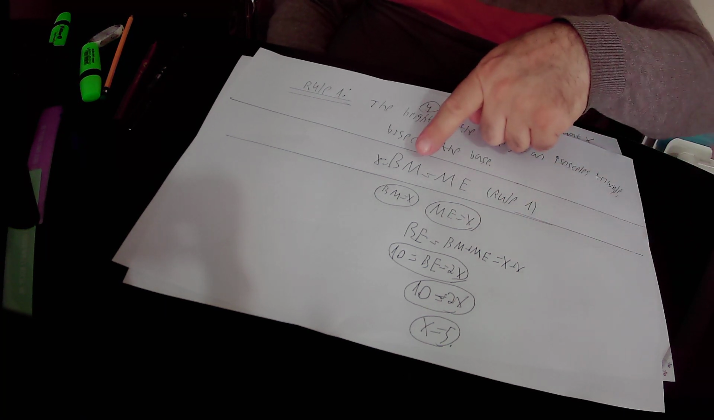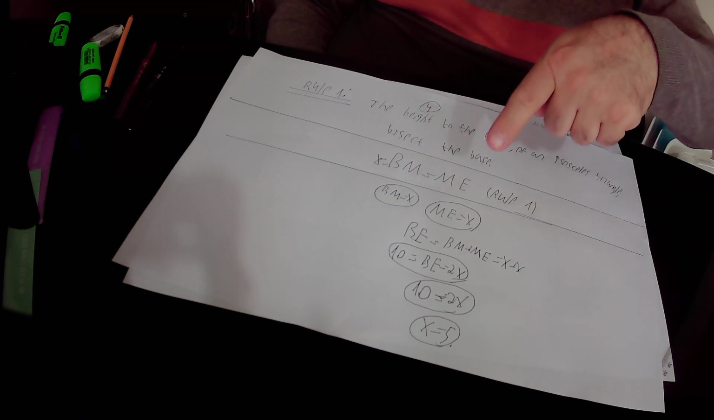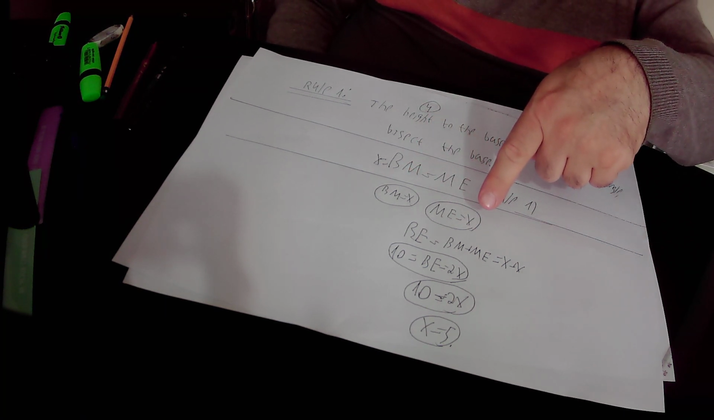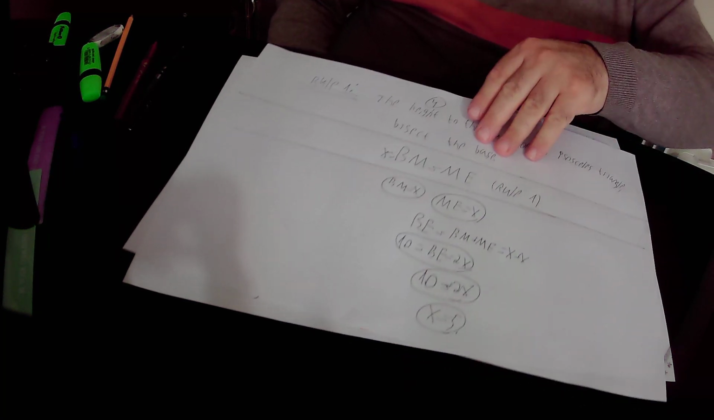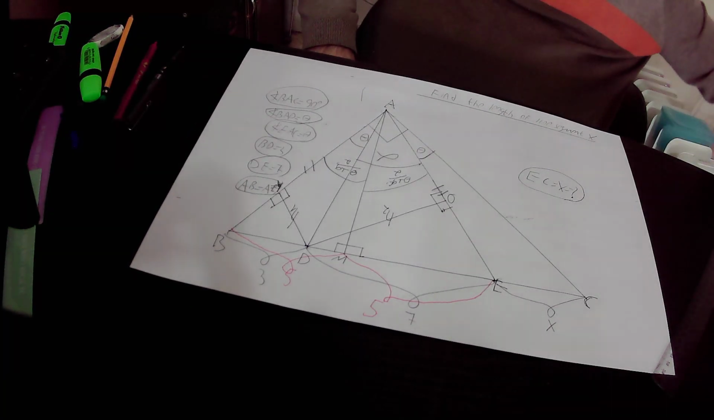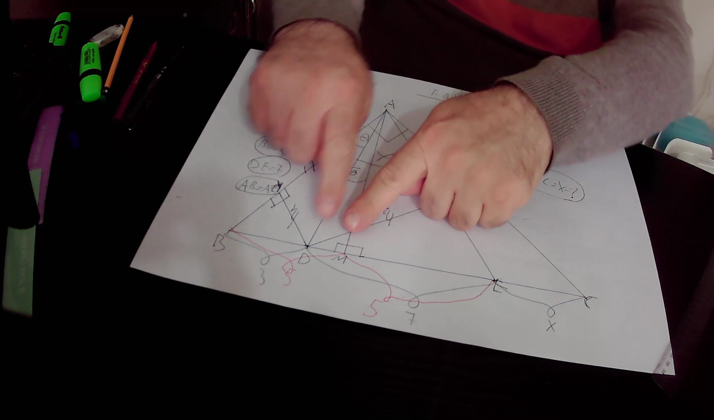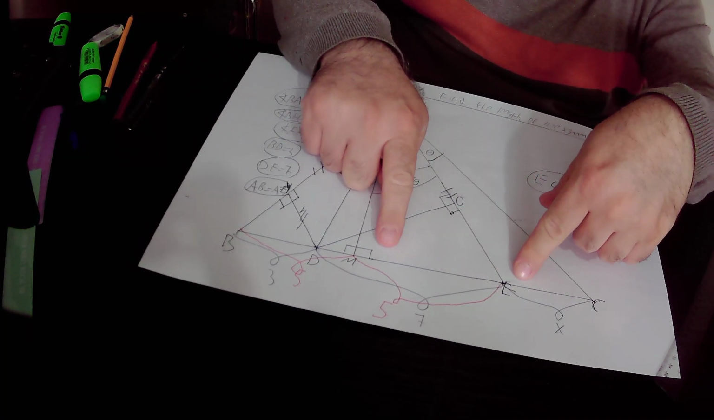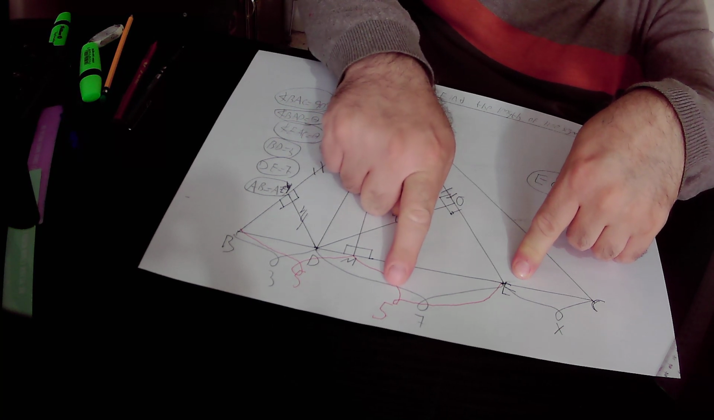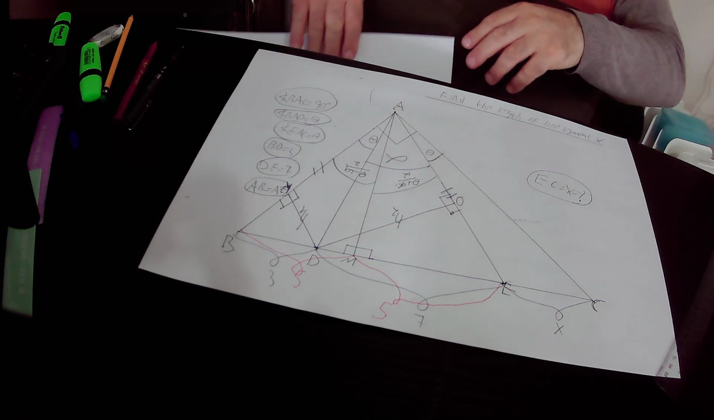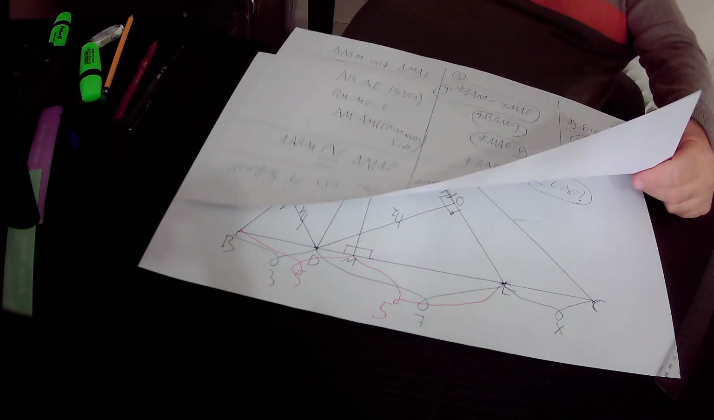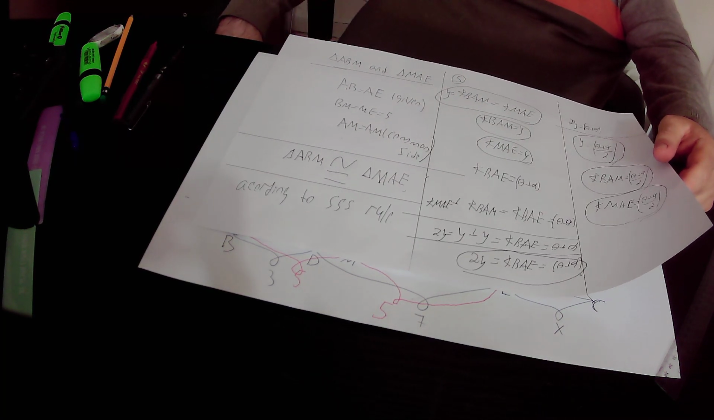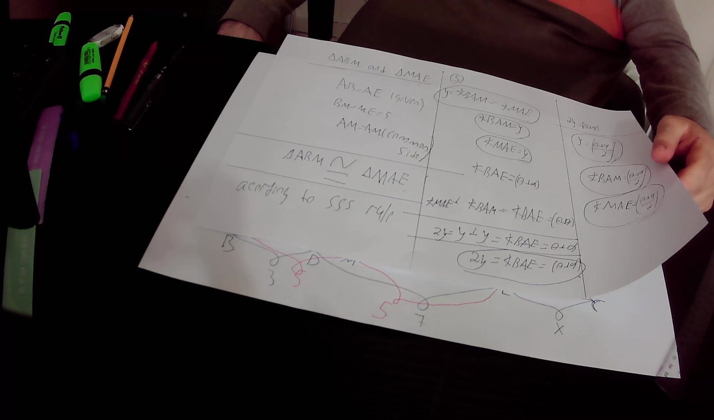So X, that is BM, is equal to 5 units, and ME, that is also equal to X, is also equal to 5 units. So we can write down here that BM, that equals X, equals 5 units, and ME, that is also equal to X, is also equal to 5 units. Okay? Then we prove the triangle ABM and triangle MAE can go into each other.